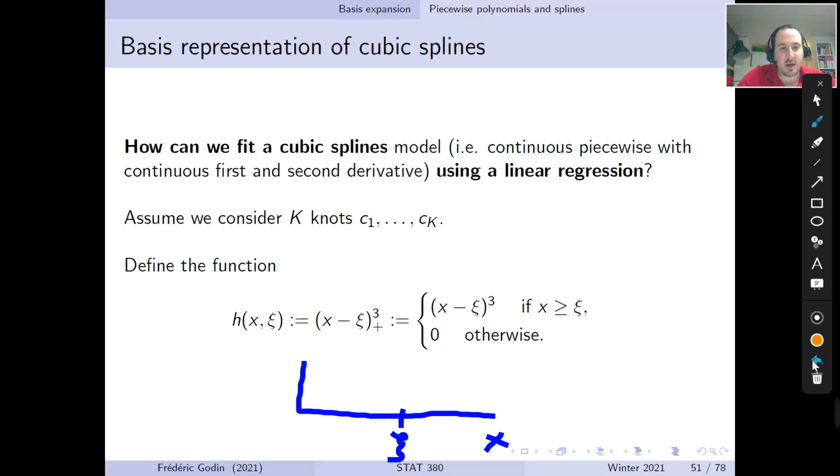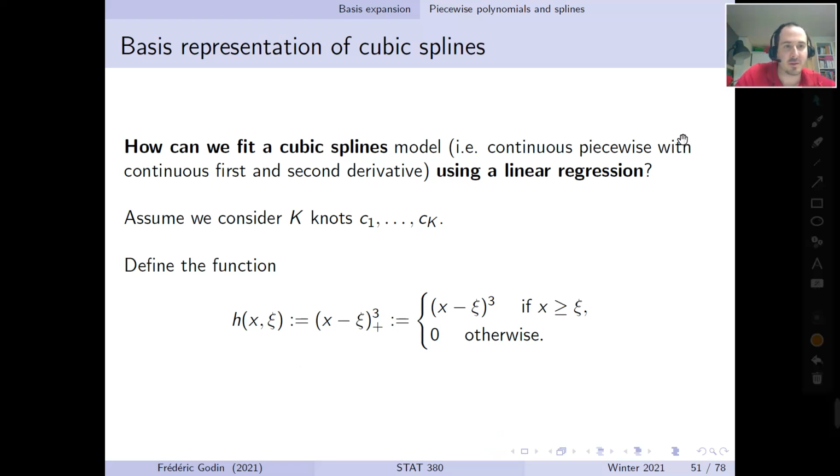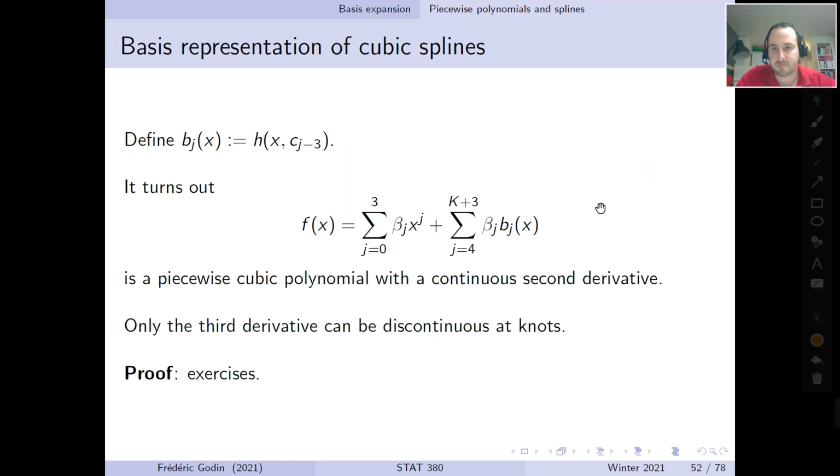So this function h will be needed to describe the solution to the cubic spline problem. Here let's define the following: b_j(x) will be defined as h(x, c_{j-3}). For a given j, this entails using the knot c_{j-3} to characterize the function h. So this acts as the psi we exhibited in the previous slide.